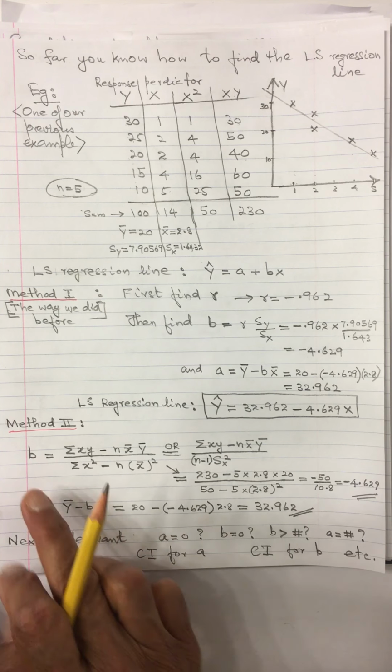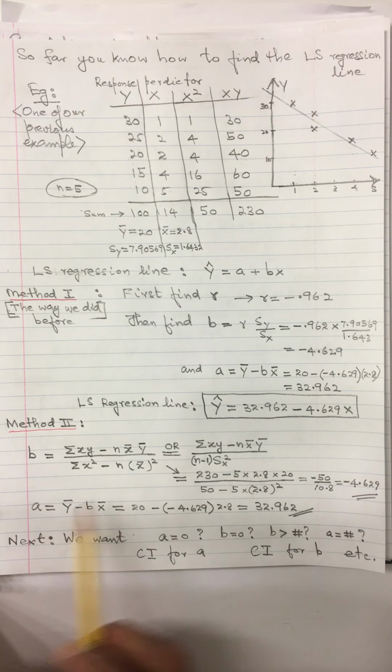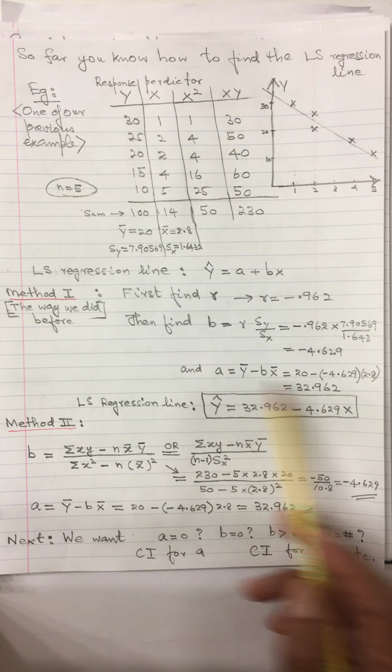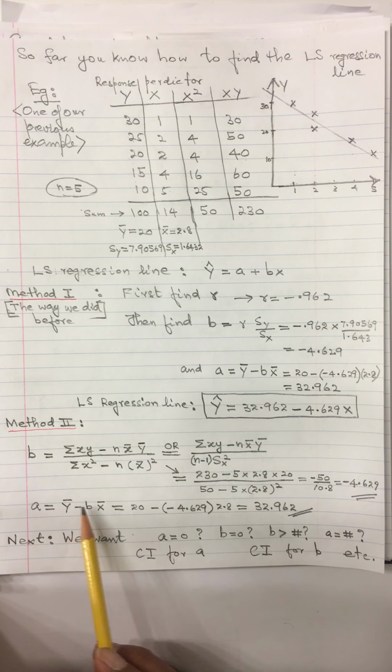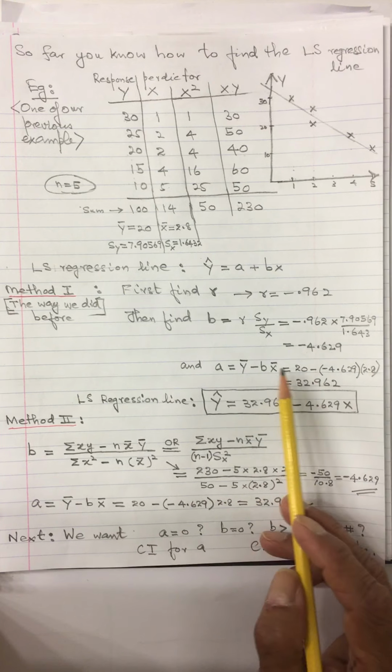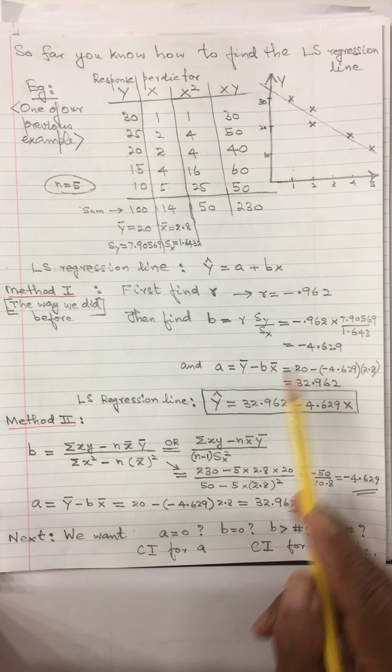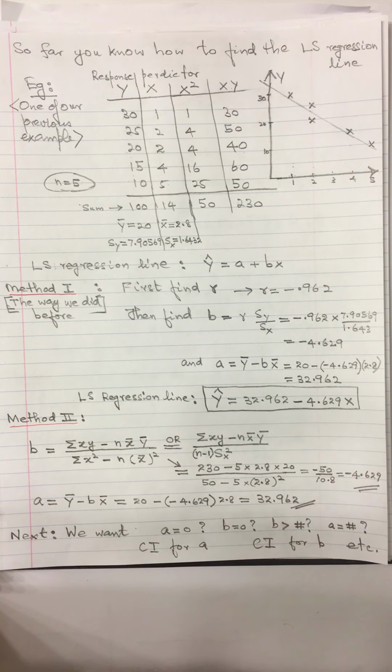Once you figure out the b, the a value is found the same way. The a value is y bar minus b times x bar, the same way we did it over there. So you can do it that way.